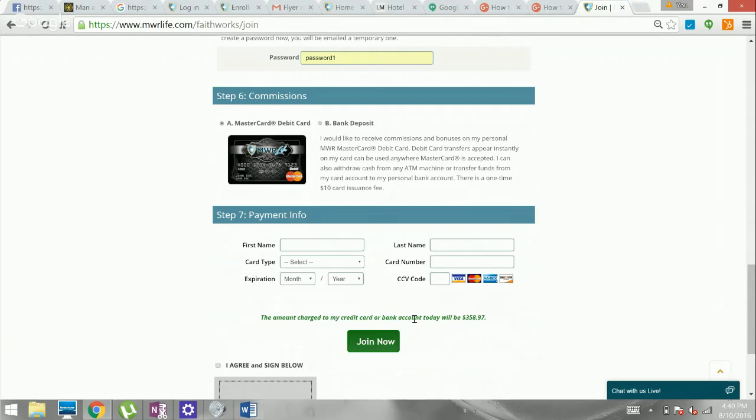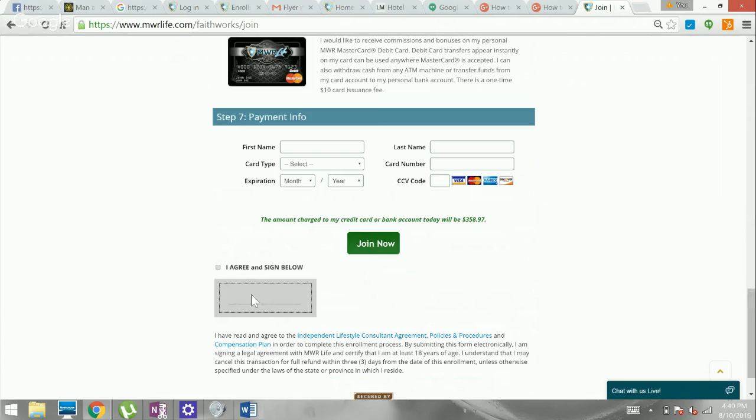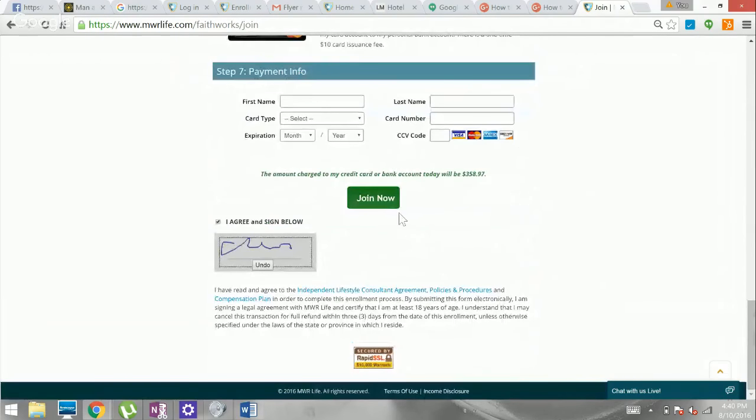Okay, then they're putting their credit card information here, of course the 3-digit code, and it totals $358. Okay, and then they can scribble their name on here really quickly. And then click join now, and this person immediately is going to get an email notification, and their website's immediately going to be set up right then and there, and they can log in and start getting set up and start enrolling people themselves right at that moment.